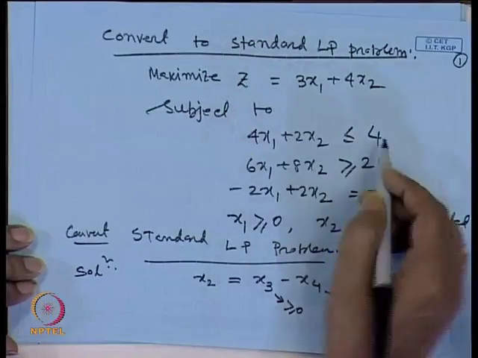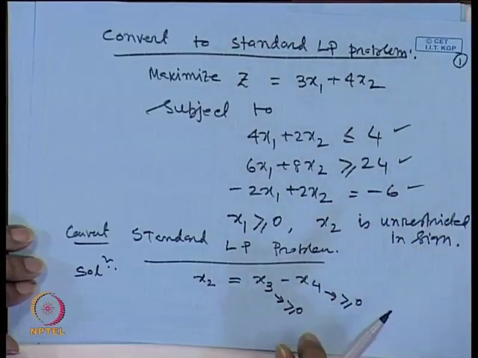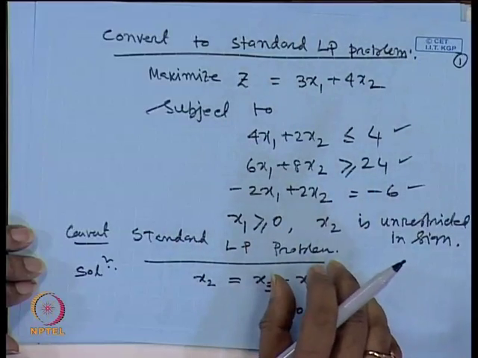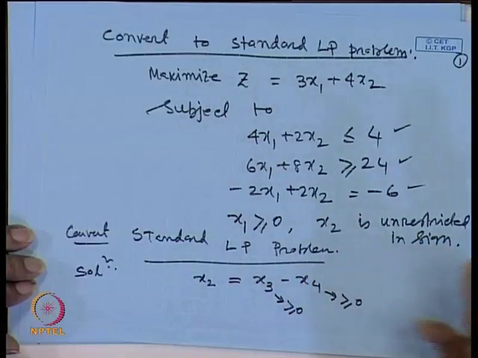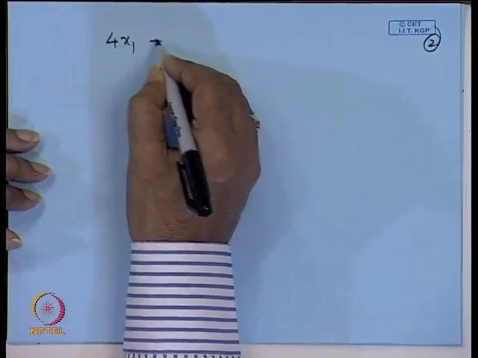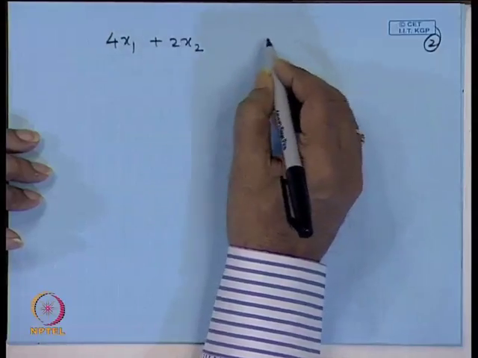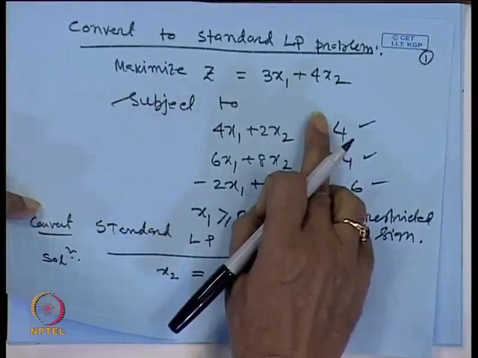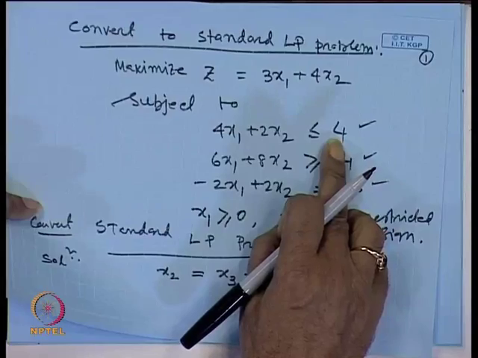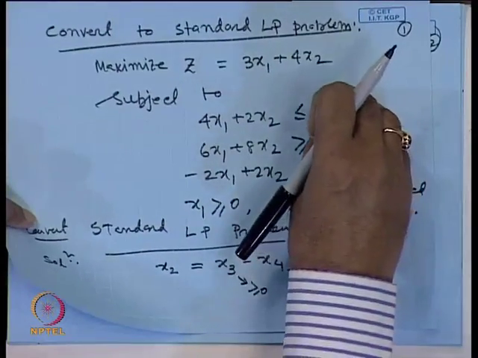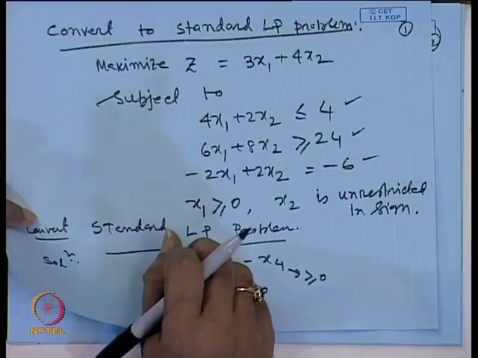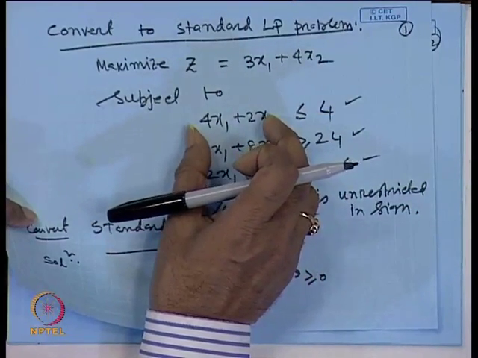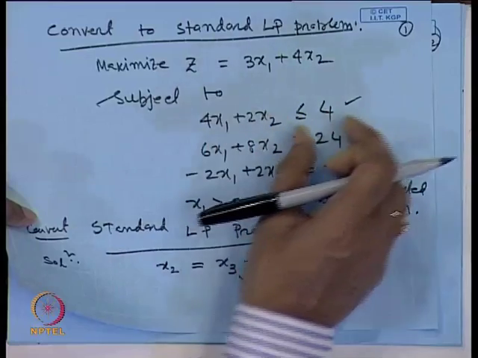Next, I have to convert this inequality constraint into an equality constraint, and the right hand side of the equality constraint must be positive. So, let us see how to convert that. Let us take the first equation, 4 x 1 plus 2 x 2, which is less than or equal to 4. That means this is a positive quantity, okay? The left hand side of this expression is less than 4.